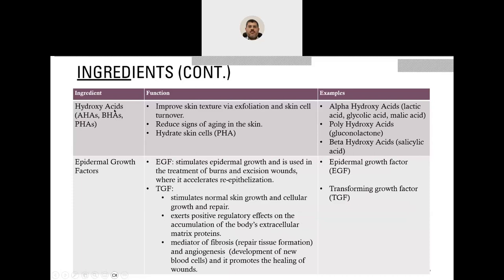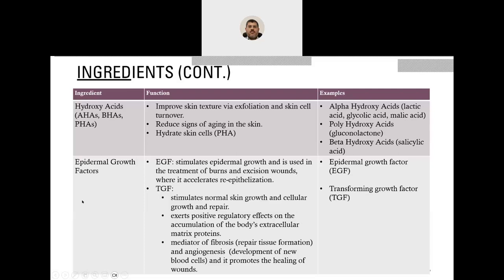Hydroxy acids are also used, and they are divided into three categories: alpha hydroxy acids, polyhydroxy acids, and beta hydroxy acids. They improve skin texture by exfoliation and skin cell turnover. So they exfoliate the skin, removing the keratin layer and the dead cells, so the skin will have a fresh appearance, okay? The person using it looks younger. They reduce signs of aging in the skin and they hydrate skin cells as well. Examples are lactic acid, glycolic acid, and malic acid, which are alpha hydroxy acids; polyhydroxy acids like gluconolactone; and beta hydroxy acids like salicylic acid.